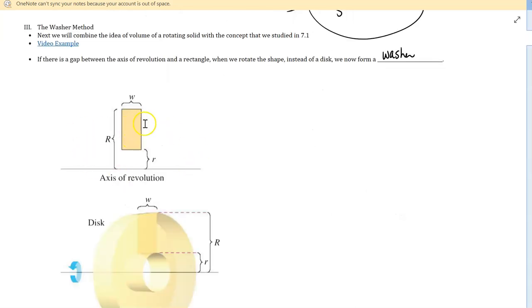Now each scenario may be a little bit different, but if you remember that capital R of x is the distance from your axis to the outermost portion of the shape, and little r is equal to the distance from your axis to wherever the gap stops, and try to make that value positive depending on whether the axis is below or above or to the left or the right, then you can figure out what your capital R and your little r need to be based on the situation that you're given.